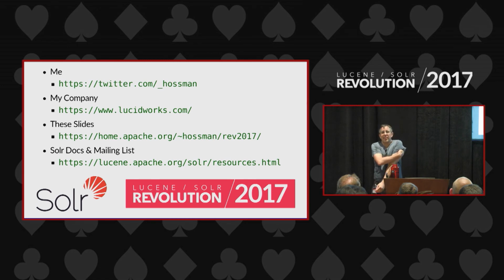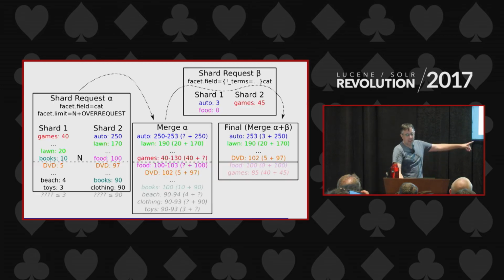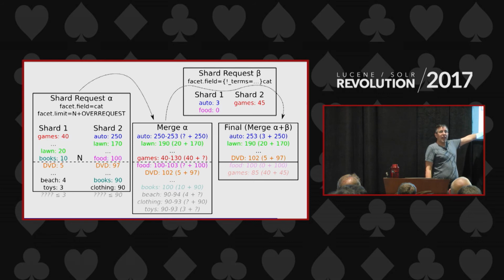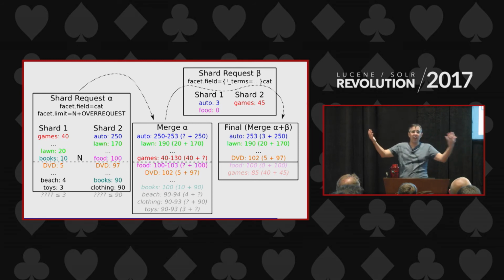So the JSON Facet API is kind of similar to the Pivot Facet API, except that it was written without this multi-stage refinement. The JSON Facet API historically has only done this part and then said, yay, we're done. Or more specifically, it's only done the merge of the alpha request. It queries both shards, adds up those results, but where the question marks are, it just assumes 0.